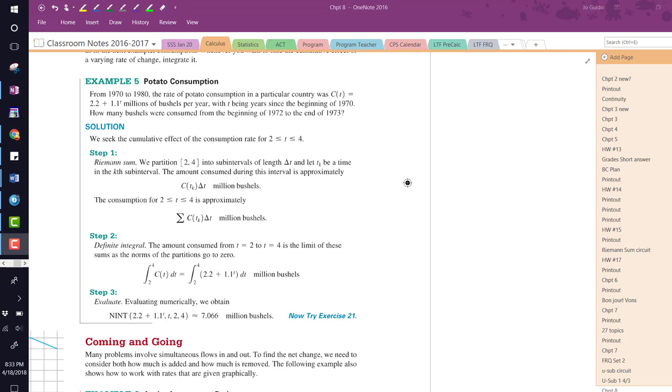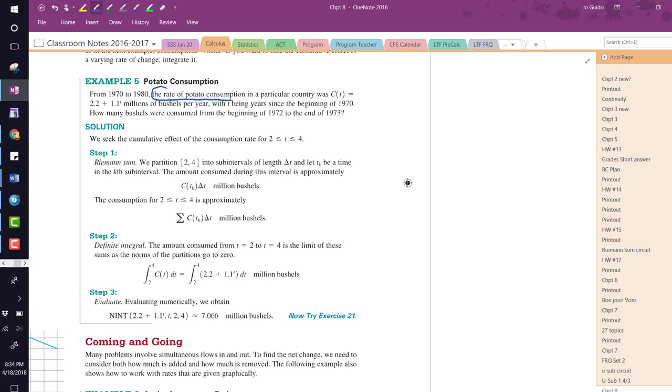Okay, so as we look at example 5, I hope you are getting the idea that when we're asked a question, we're given a rate, right? We're given, in this case, the rate of potato consumption. In the last problem, we were given the rate of acceleration. When we're given a rate and we want to know how much, the cumulative effect, that's what we're doing when we take the integral.